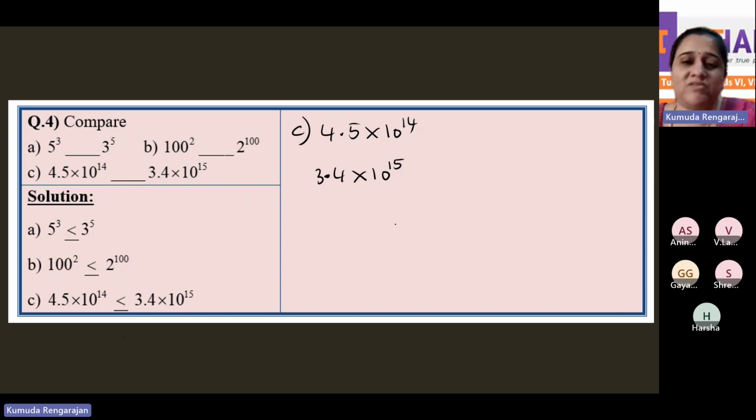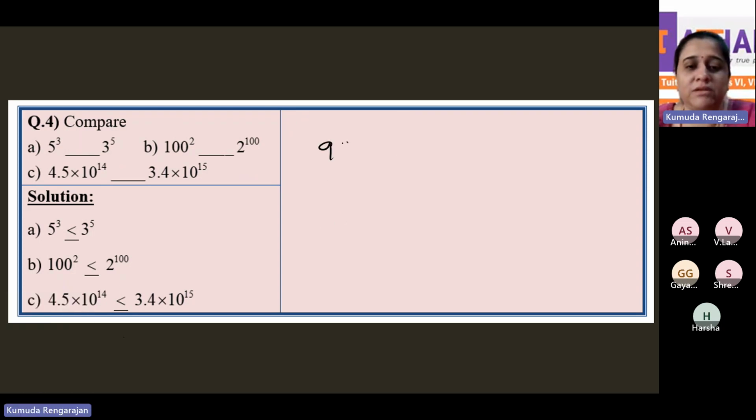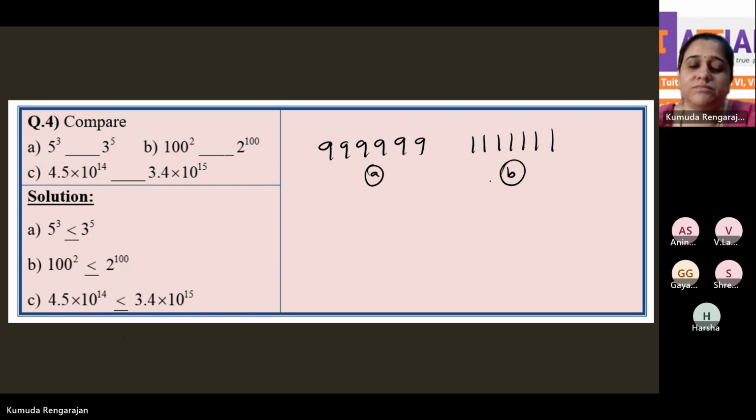Now, we always have some criteria for comparing. For example, let me write this first. Which is greater, A or B? Ma'am, A. Sorry, B is greater. I didn't count the digits correctly. Yeah, B is greater. That's the criteria.